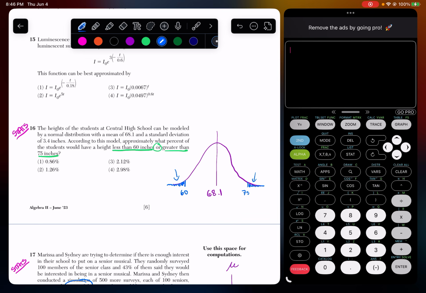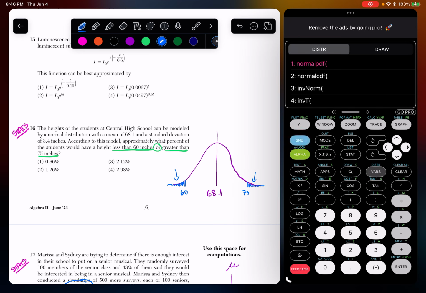This is what's called a normal CDF. To calculate a normal CDF, notice that on your calculator, that button that says VARS, above it, it says DISTR. That stands for distribution, so that's where you can do things with distributions. I'm going to click second, VARS, and that gives me my distribution menu. Then I'm going to choose the second option, normal CDF.